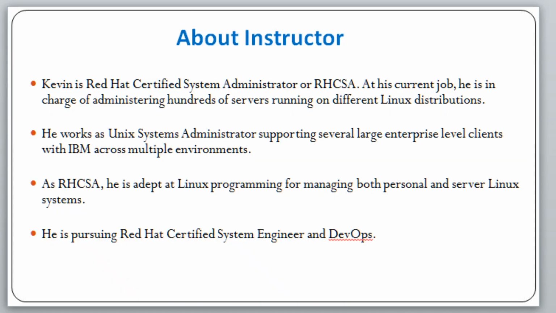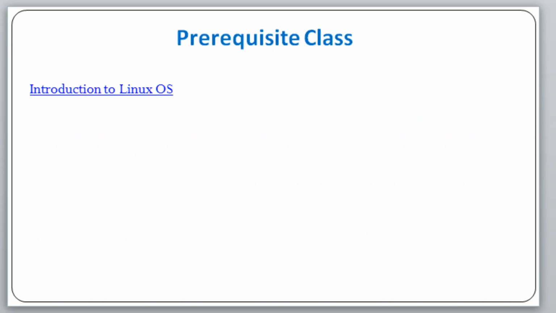So a little bit about myself. I'm a Red Hat Certified System Administrator, or RHCSA. At my current job, I'm in charge of administering hundreds of servers running on different Linux distributions. I work as a Unix system administrator supporting several large enterprise-level clients with IBM across multiple environments. As an RHCSA, I'm adept at Linux programming for managing both personal and server Linux systems. Currently, I'm pursuing my Red Hat Certified System Engineer and DevOps.